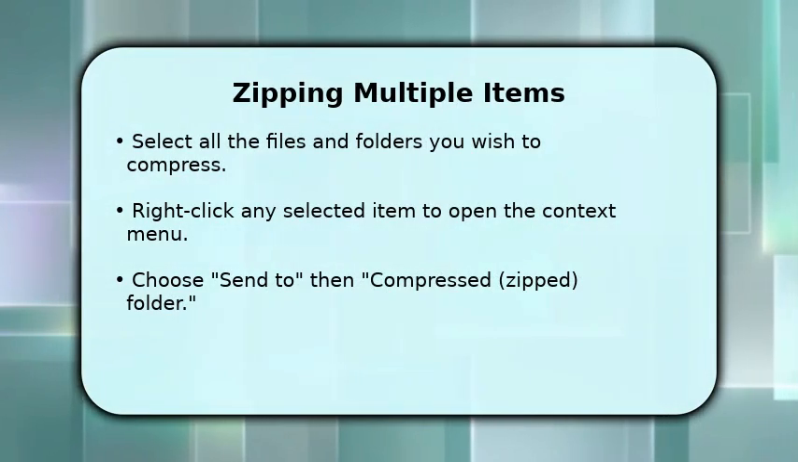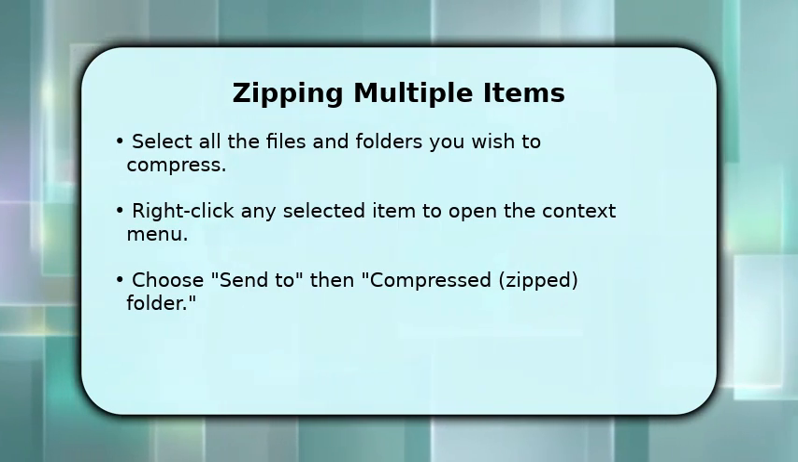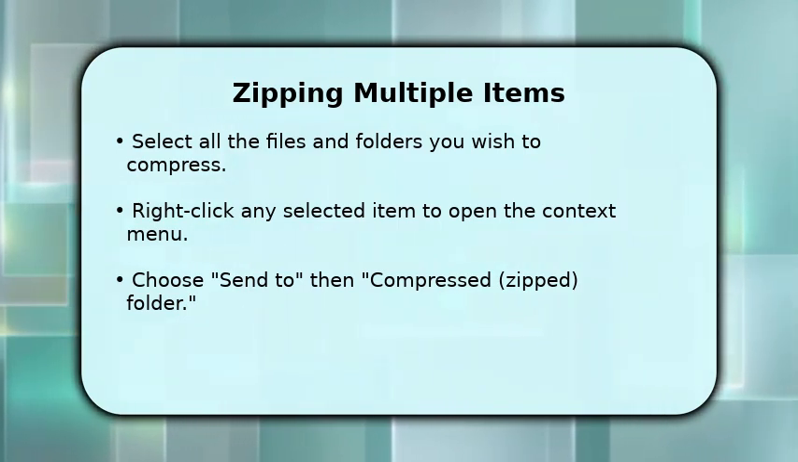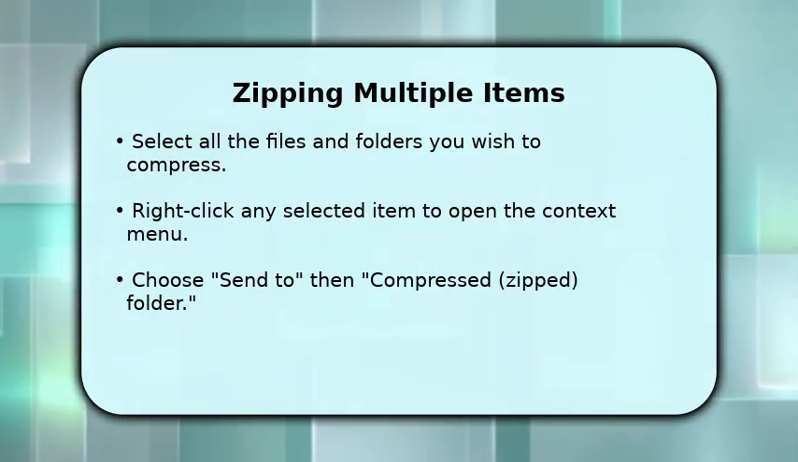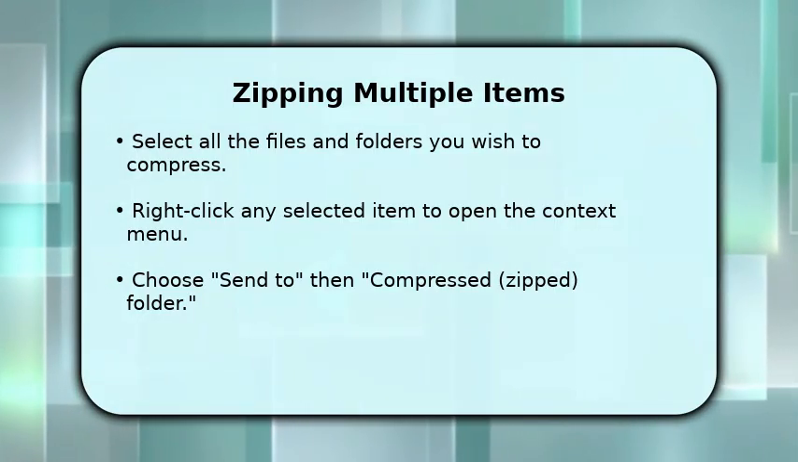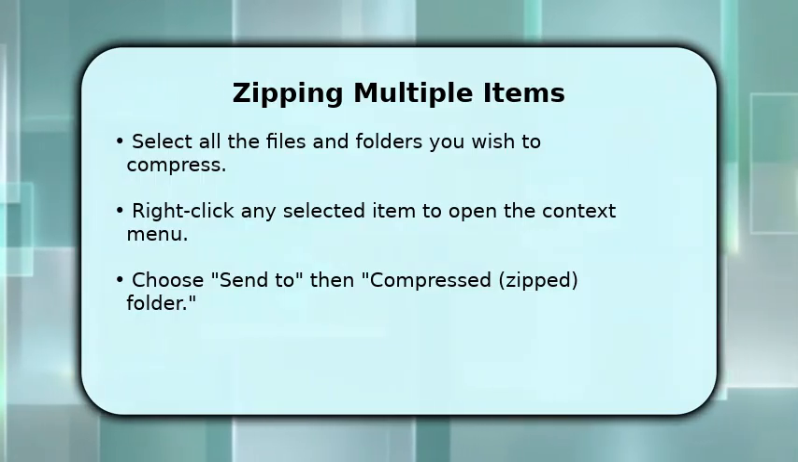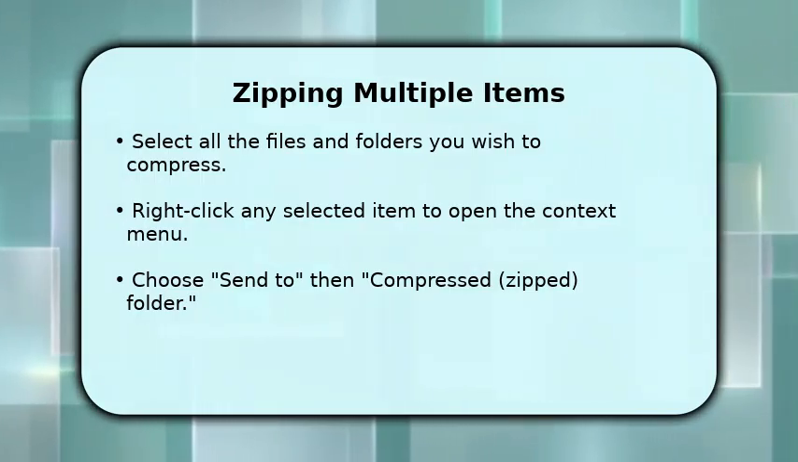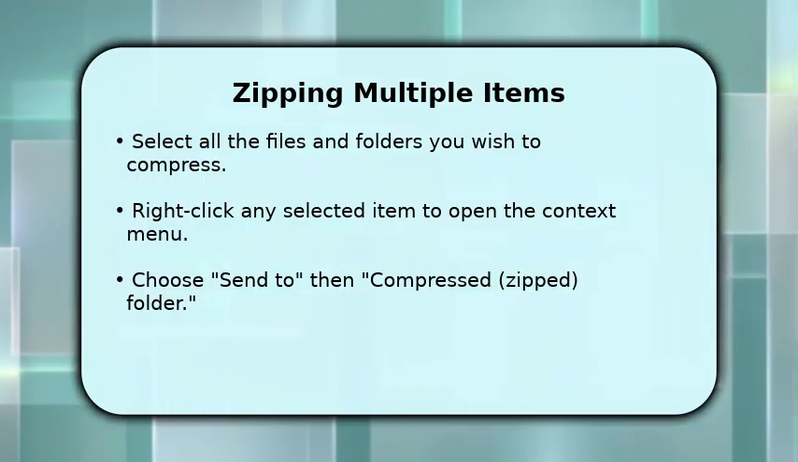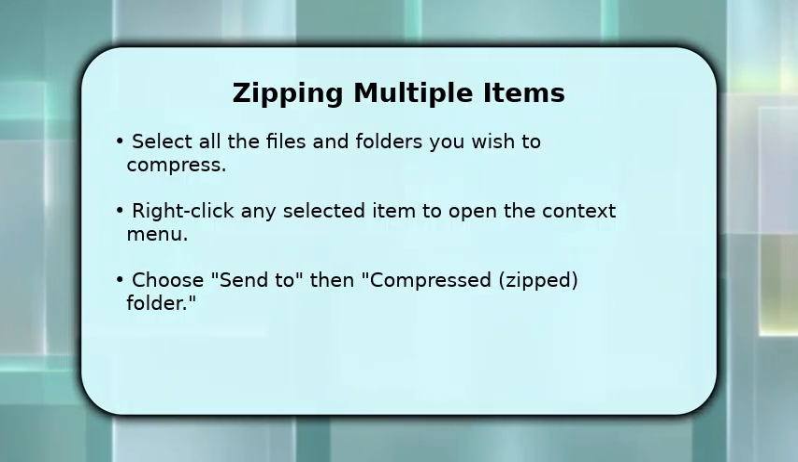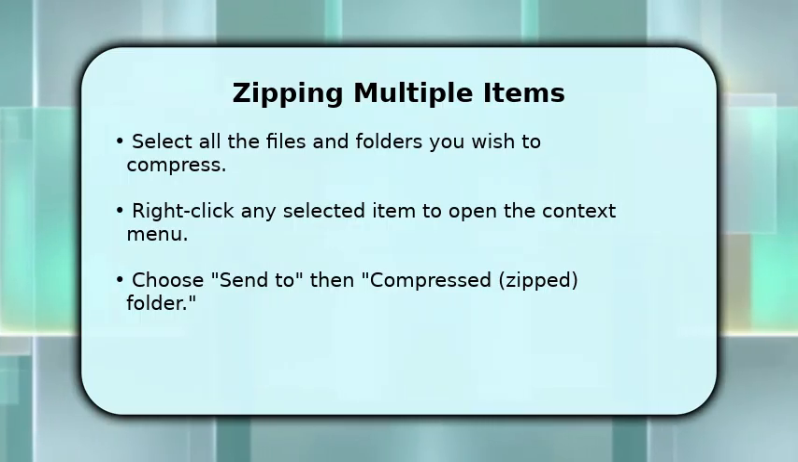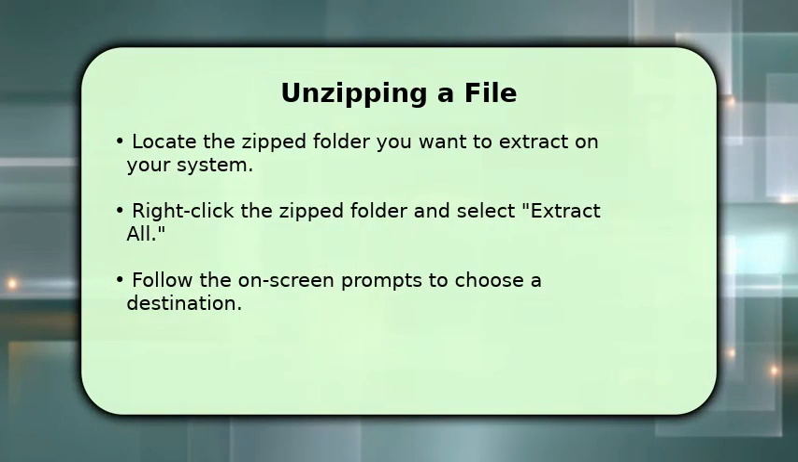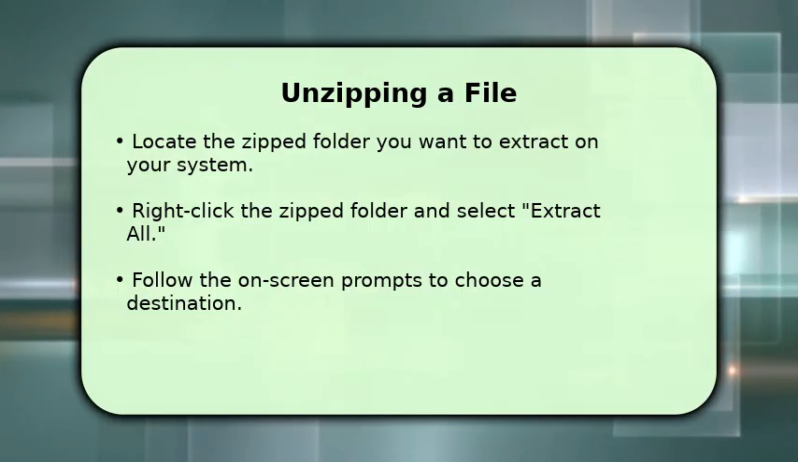Now, if you need to compress several files or even entire folders together, the process is very similar. Begin by selecting all the items you want to include in your zipped archive. You can do this by holding down the Control key and clicking each item, or by dragging a selection box. Once everything is selected, right-click on any one of the chosen items, go to Send To, and then select Compressed Zipped Folder. Unzipping a file is just as straightforward as zipping one.